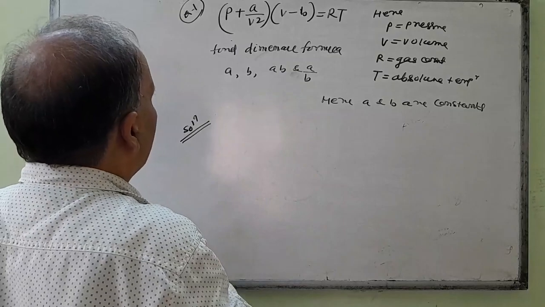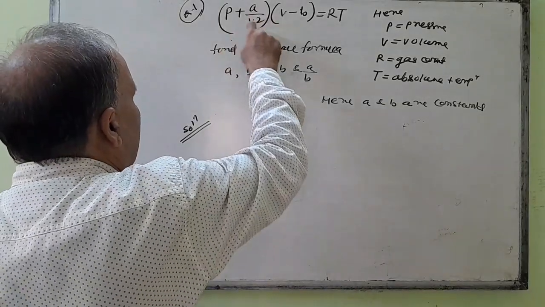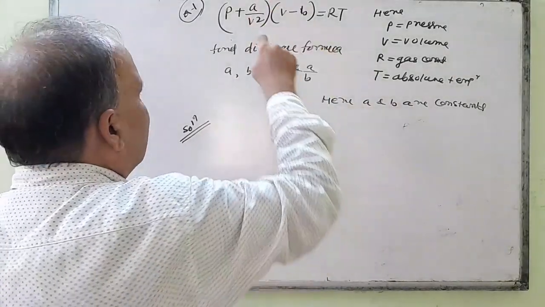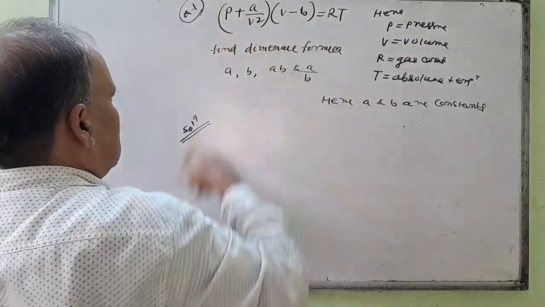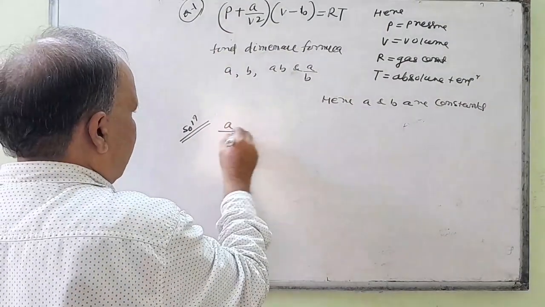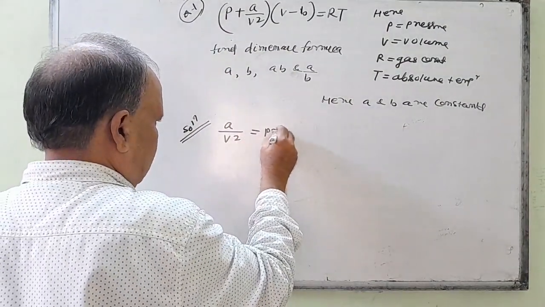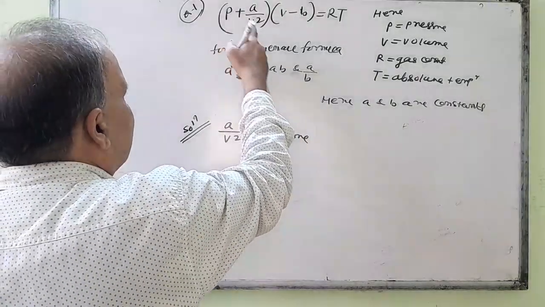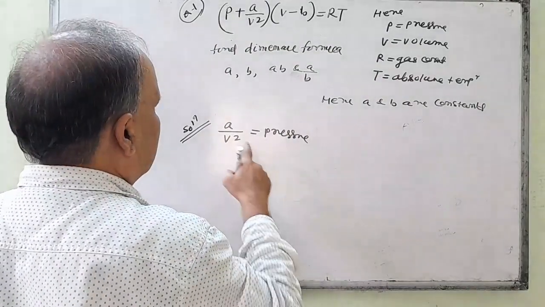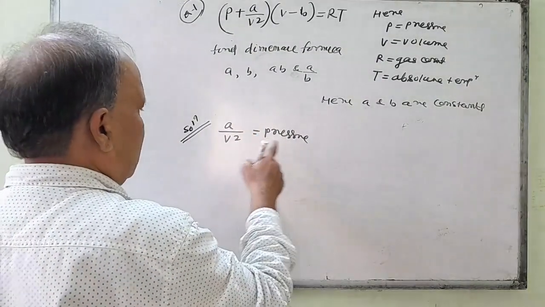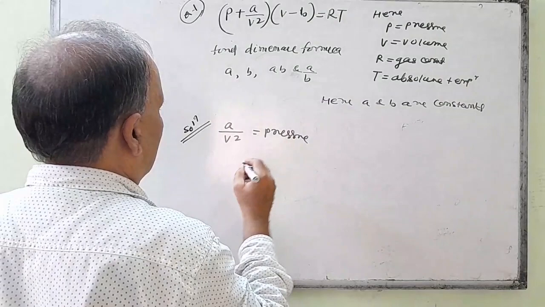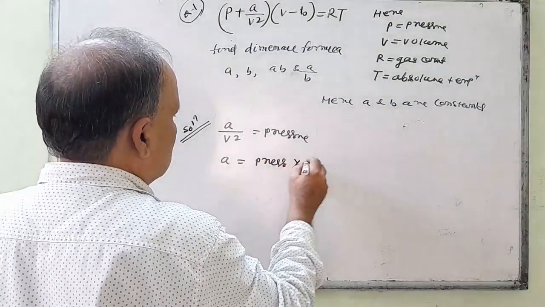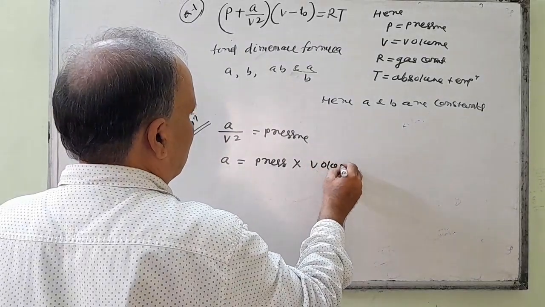You see, P plus A by V square. Since A by V square is added to P, we can say A by V square is pressure. Anything that is added to pressure or subtracted from pressure must be a pressure physical quantity. A by V square is equal to pressure. So A is equal to pressure into V square, meaning volume square.